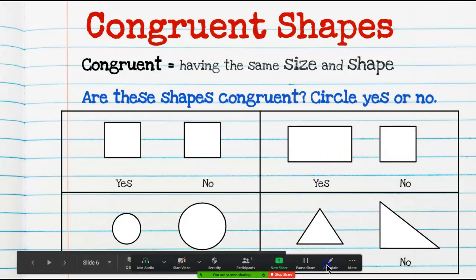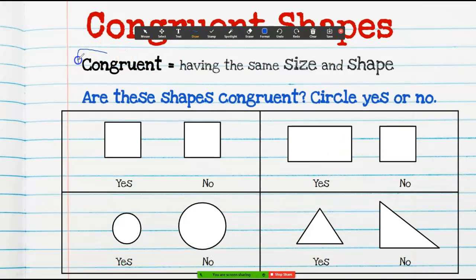Okay, now we're going to be talking about congruent. We've talked about congruent before. Okay, so remember, congruent means having the same size and same shape. Are these shapes congruent? So yes or no.